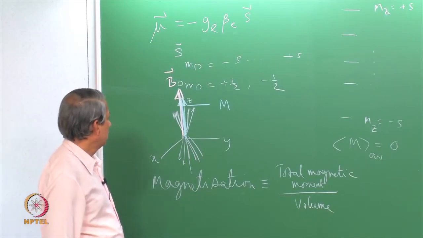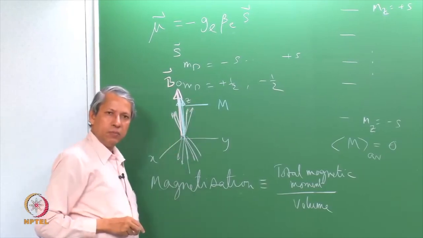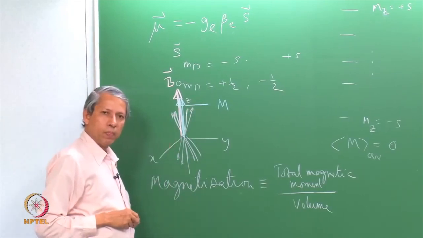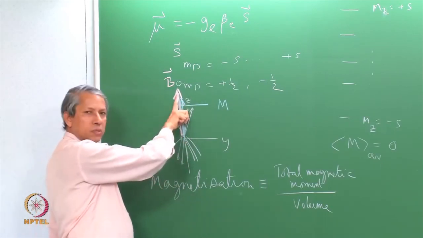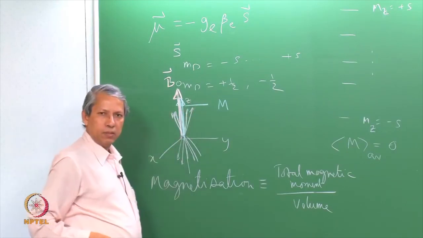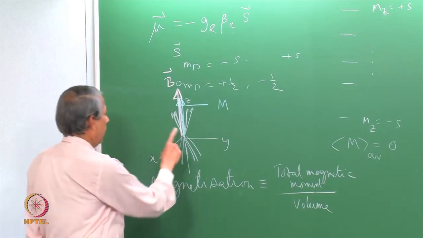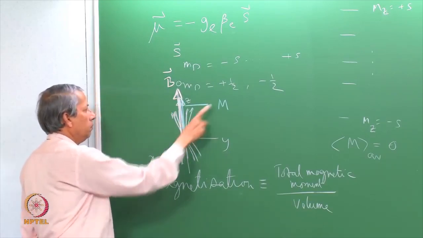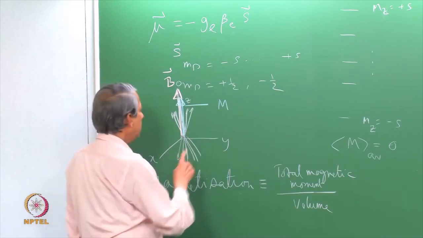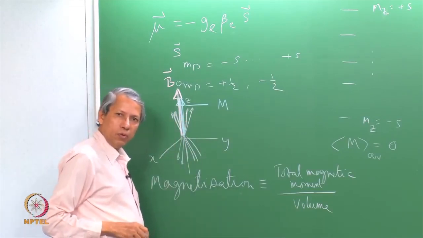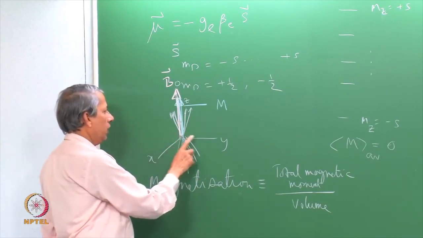Now, if it so happens that something is done to the system and we disturb the orientation of the spin in such a way that this magnetization does not point in this direction and points in some other direction. In other words, what I am trying to say is that, at thermal equilibrium, this magnetization, which is considered a vector quantity because it has a direction and also magnitude, has only the z component. It has no x or y component.